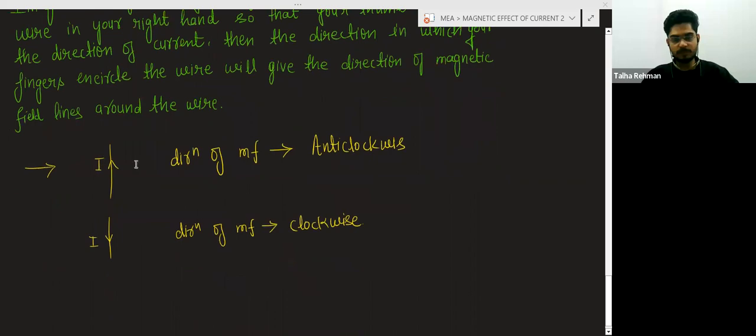Okay, so you know when current is going in upward direction, the direction of magnetic field will be anti-clockwise, and for downward, clockwise.